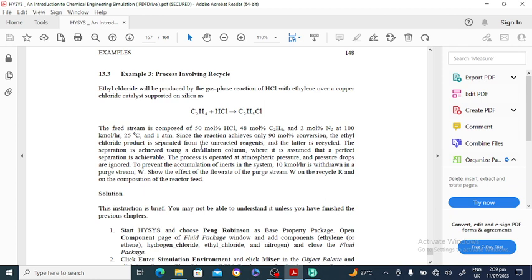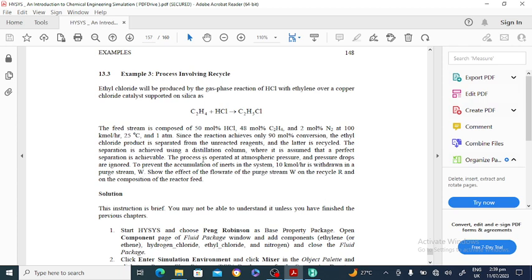The separation of ethyl chloride from the ethene, hydrochloric acid and nitrogen will occur in a distillation column, where it is assumed that a perfect separation is achieved. So we will assume that we separate 100% of the ethyl chloride from the nitrogen, ethene and HCl. The process is operated at atmospheric pressure and the pressure drop is ignored, so this whole process occurs at 1 atmosphere, with no pressure drop in the distillation column or the reactor.